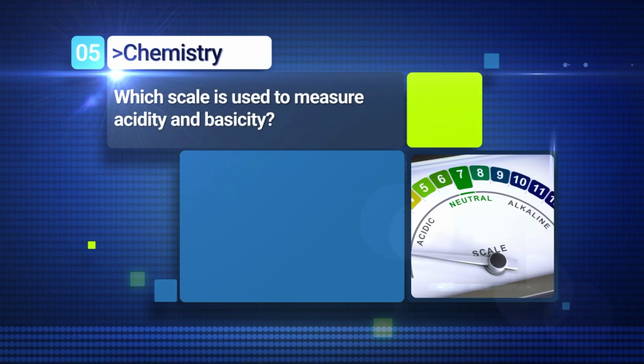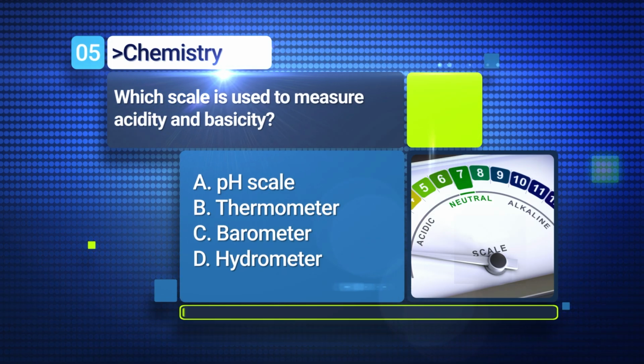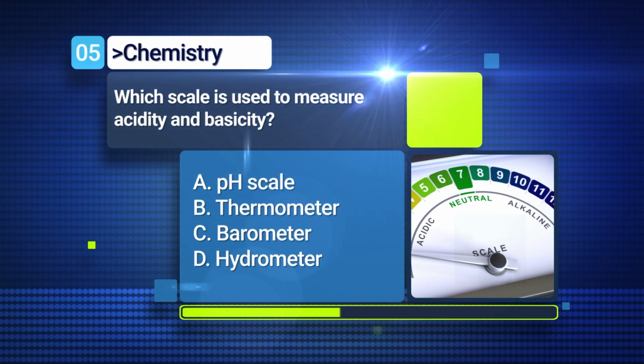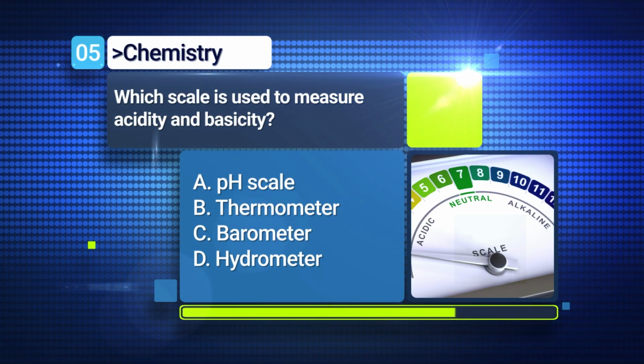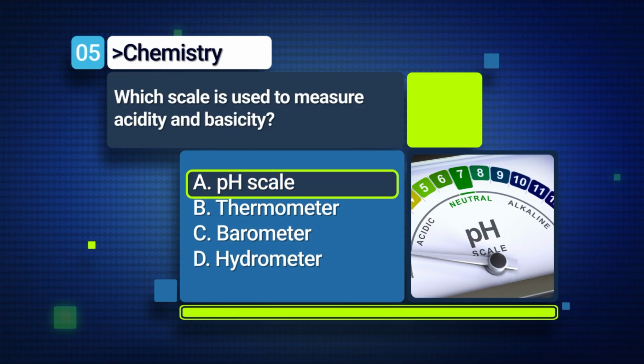Question 5. Which scale is used to measure acidity and basicity? A, pH scale; B, thermometer; C, barometer; or D, hydrometer? The answer is A, pH scale.